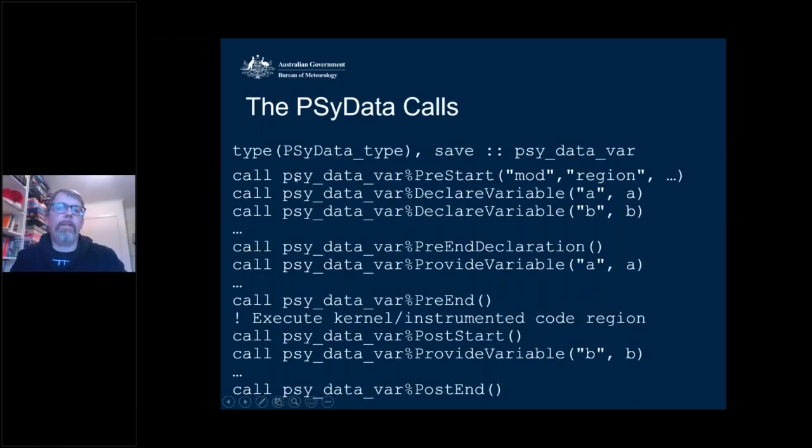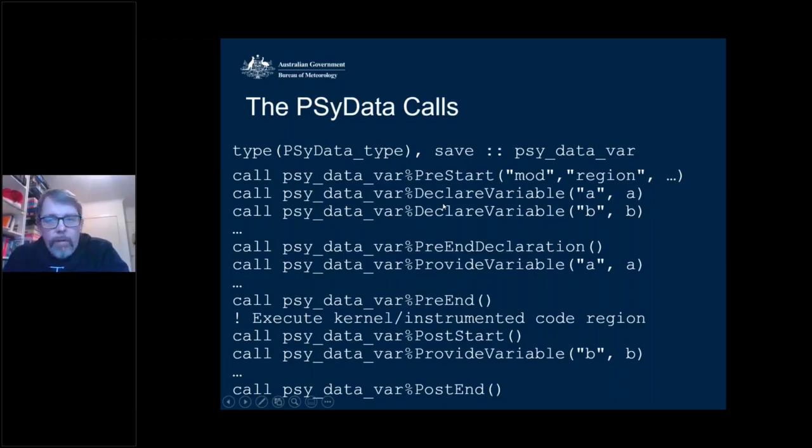If you look at an application that has the PSyData API applied, at the beginning, we create a new type, PSyData variable, and it's saved. So we have a persistent object where we can store information. The first call that's being inserted by any PSyData transformation is a call to pre-start, and it gets the name of the module and a certain region name. Typically, you can specify a user-friendly name. Otherwise, PSyclone will create a unique name for you. Then there's a sequence of declare calls, declare variable. You give the name of the variable and then the variable itself, A, B, and whatever.